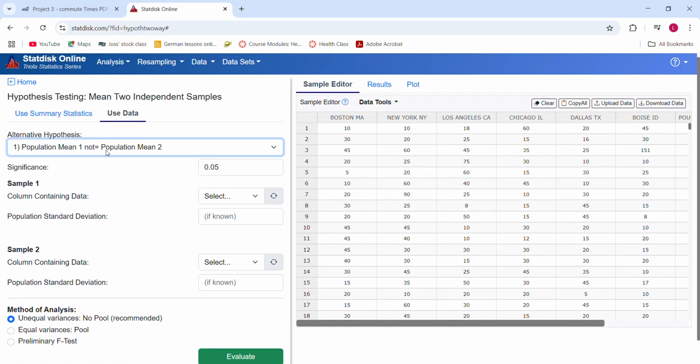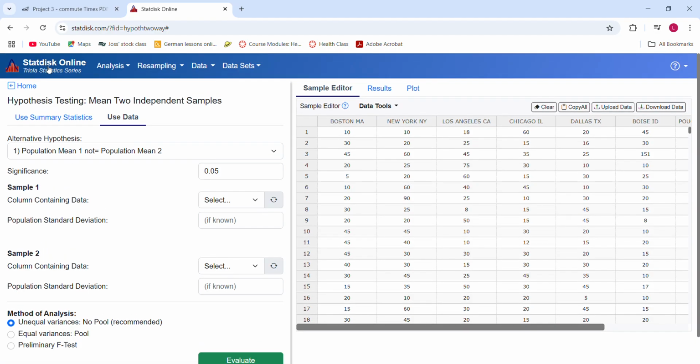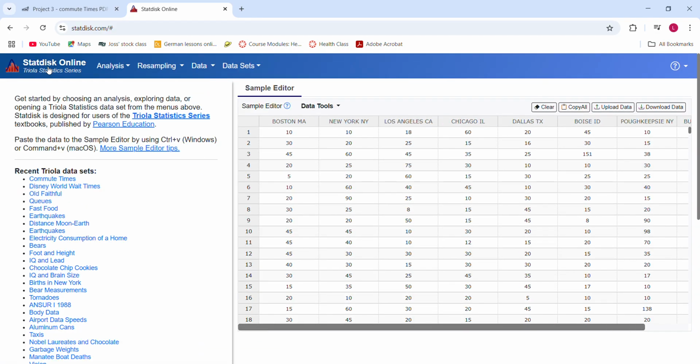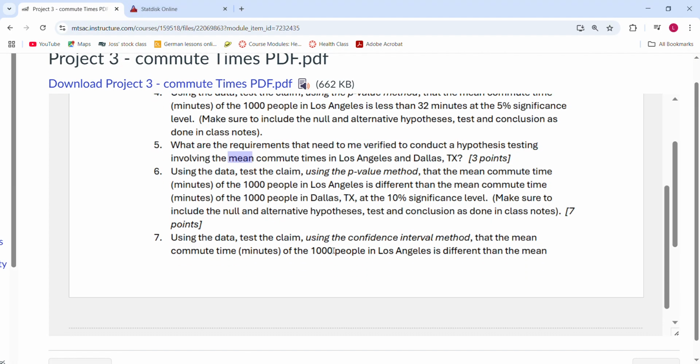And up here at the top, you'll notice that you need to select your alternative hypothesis. So this is either going to be not equals to, greater than, or less than. And then from here, you need to select what sample 1 is and what sample 2 is. We do have the significance, and we do not know either of those population standard deviations. Once you have that, you go ahead and select evaluate, and you will arrive at that confidence interval. For the hypothesis testing, you'll have that p-value that you can then use.